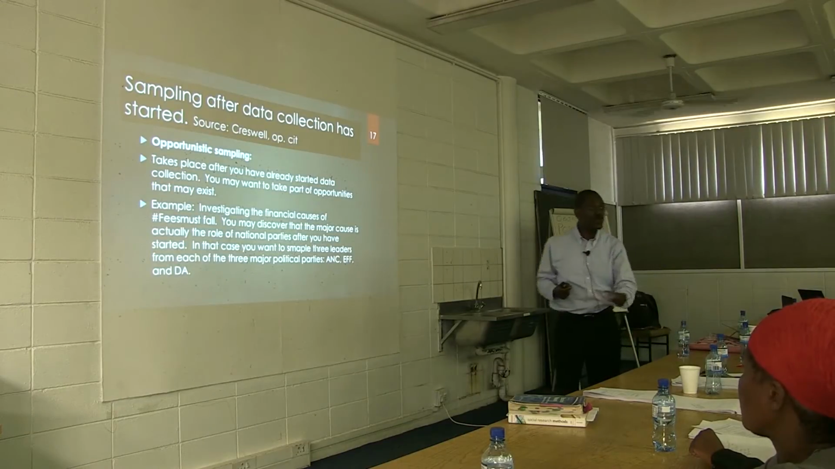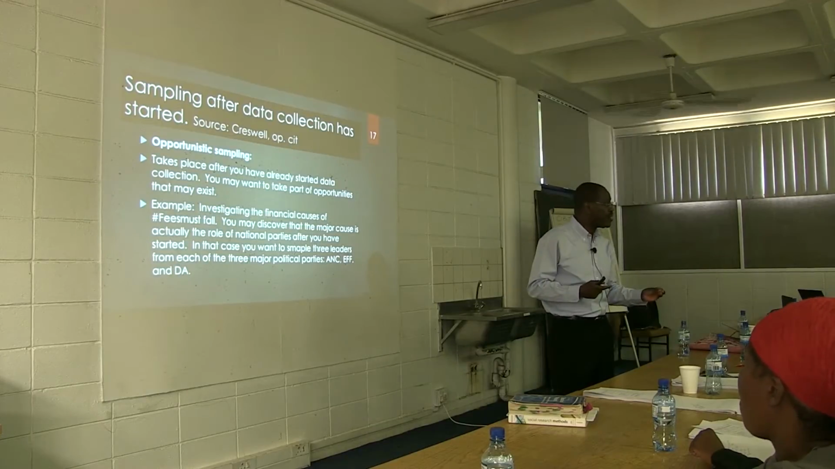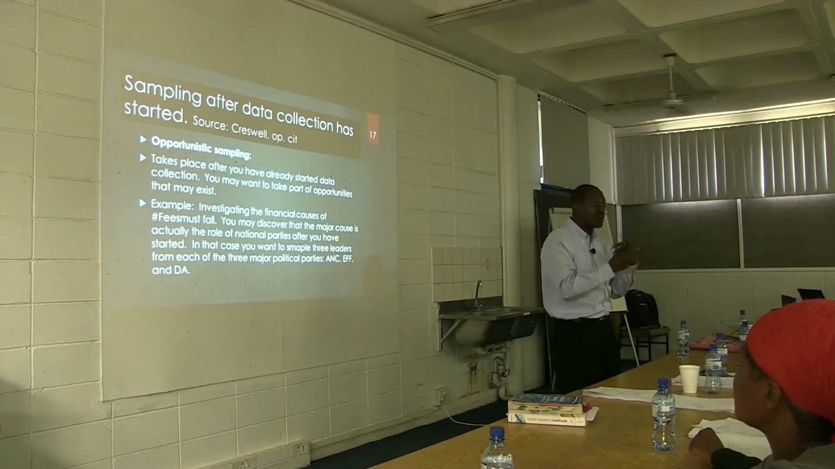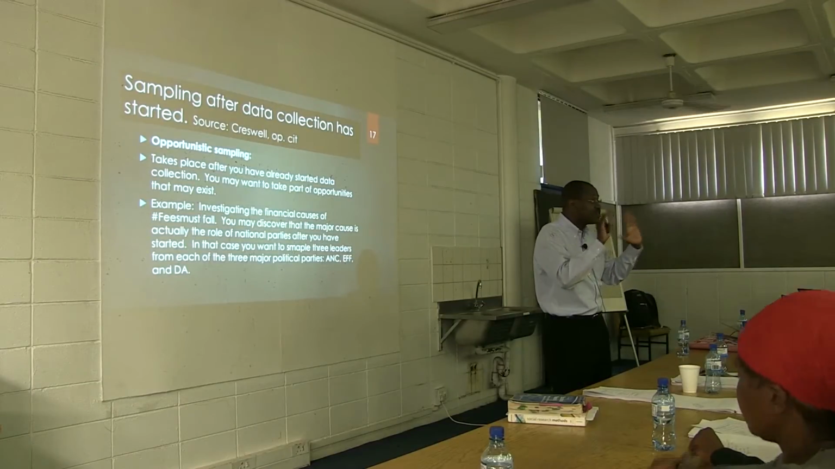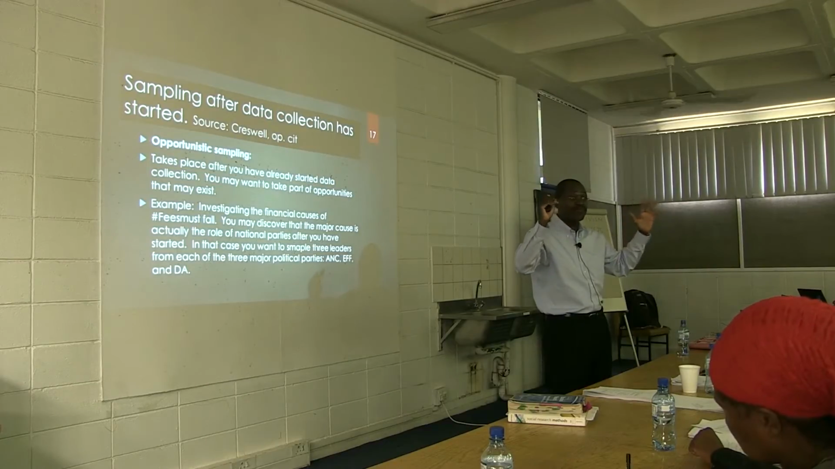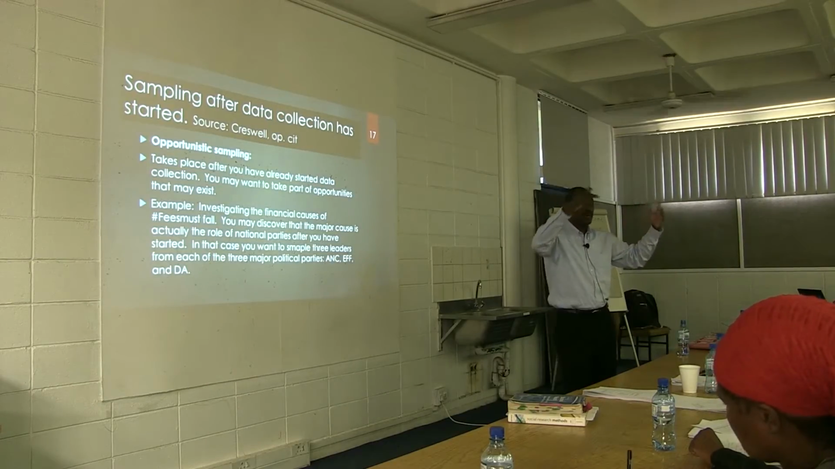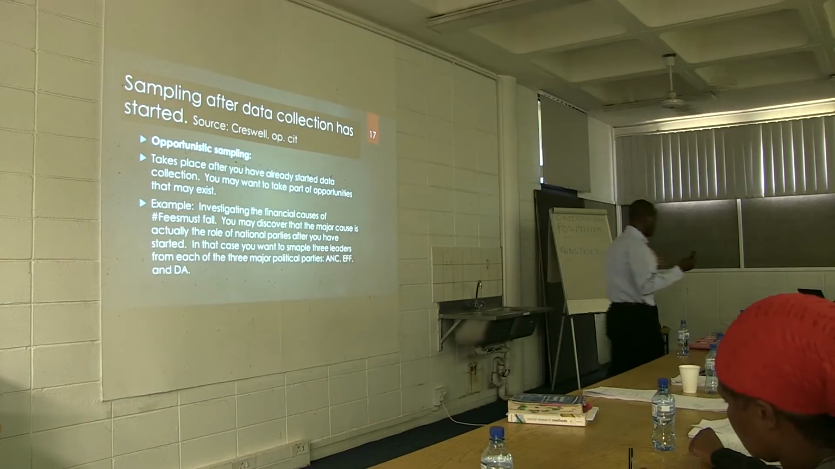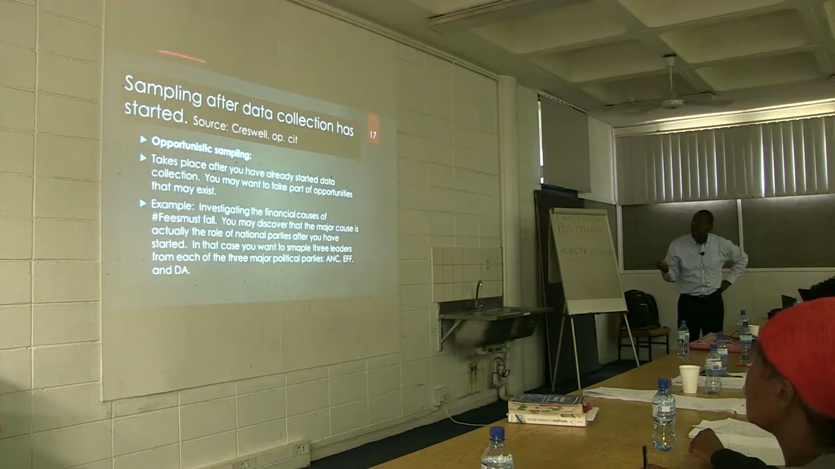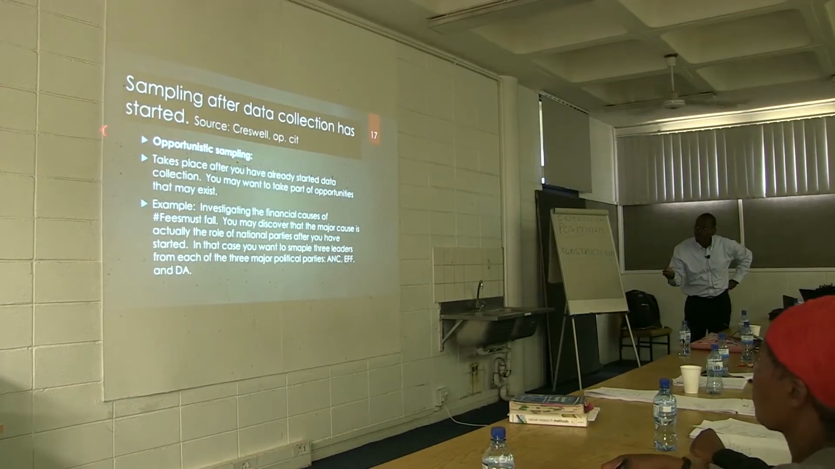It's poor students who cannot afford higher education who are pushing this agenda. And then you discover and say, no. This is really about the national politics, who becomes president and which party becomes the party of government in future. Okay? So there you are, sampling after data collection has started. It's called opportunistic sampling. Yes, Freddy?